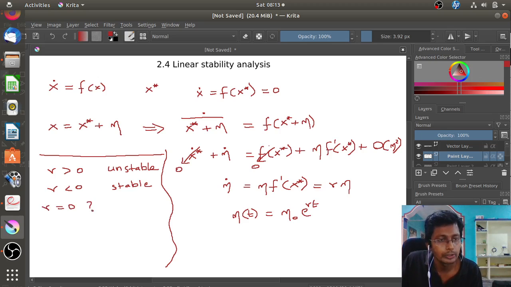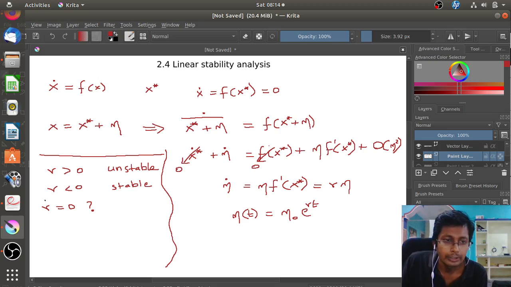Now, what if r is equal to 0? What will happen if r is equal to 0? If r is equal to 0, then this assumption is not valid. If r is equal to 0, which means f prime of x star is equal to 0, at that time if you see this equation, eta dot is equal to this term, which is 0, plus this term. Here we have omitted this term because compared to this term this is small.